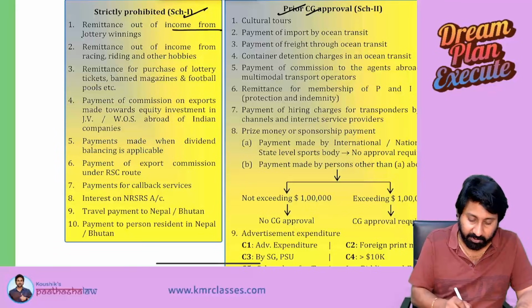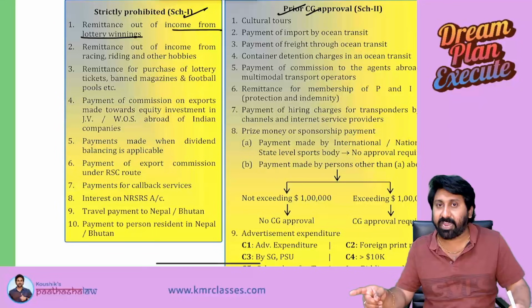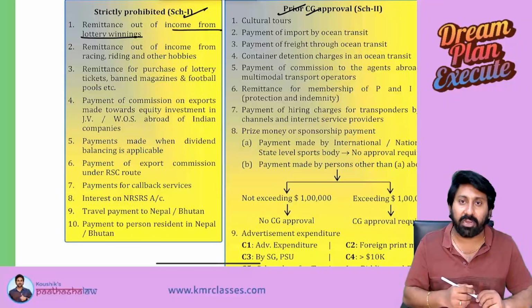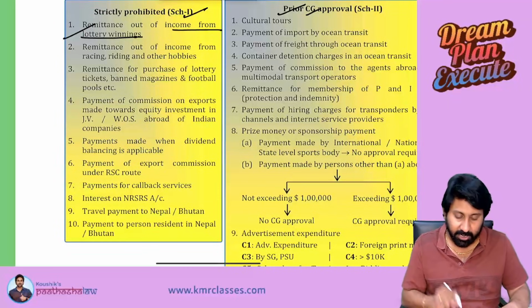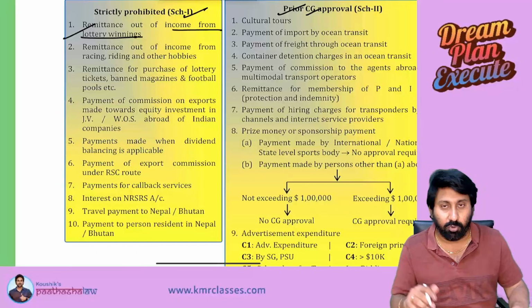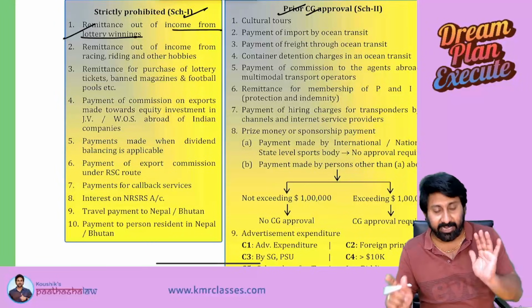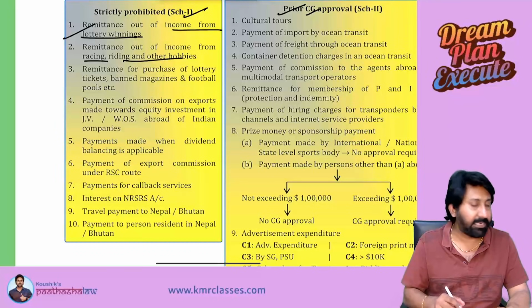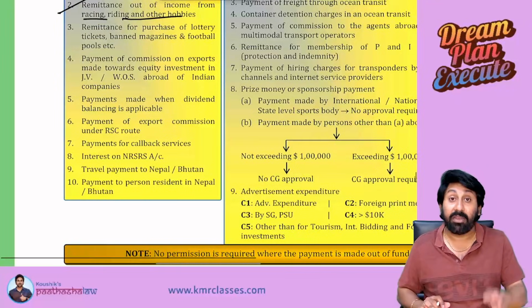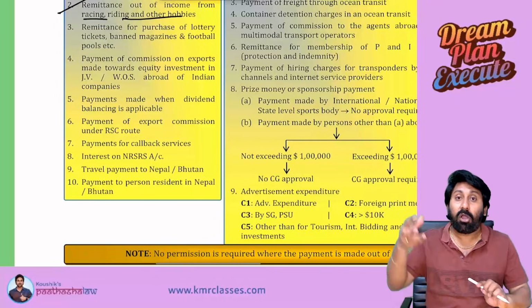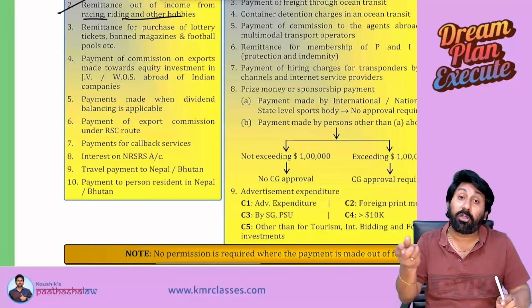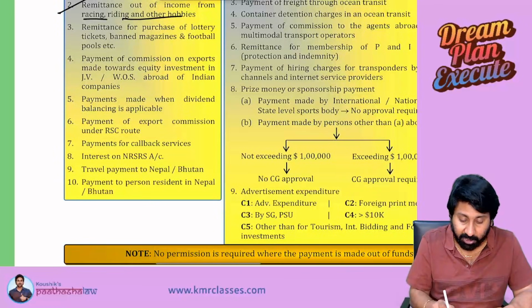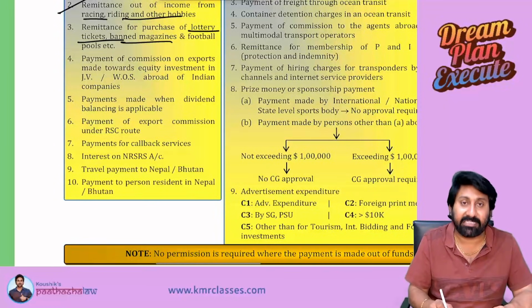Remittances out of income from lottery winnings. India lottery winnings came, and you wanted to convert that amount into foreign exchange. Prohibited. Next, same thing: you got income from racing, riding, etc., that you wanted to use for remittances. Not allowed. Next one, this time reverse. You got income properly in India, but you wanted to pay outside India for lottery ticket purchases, banned magazines, etc.